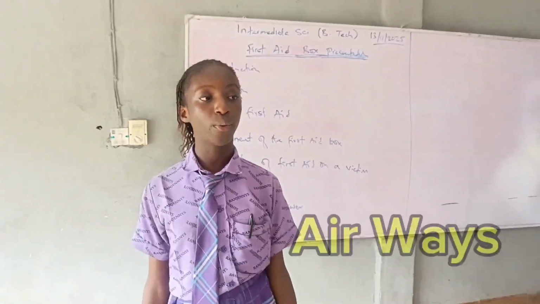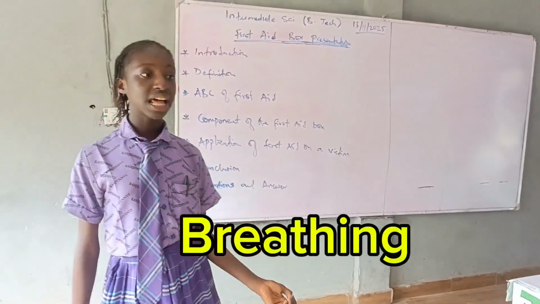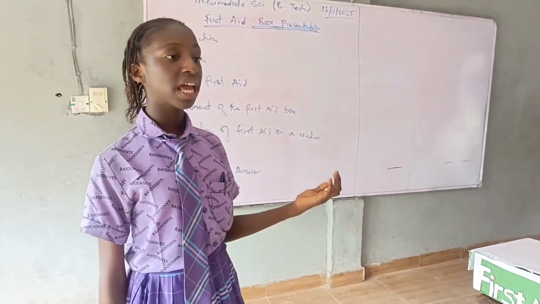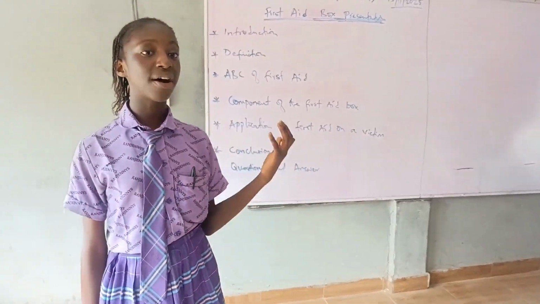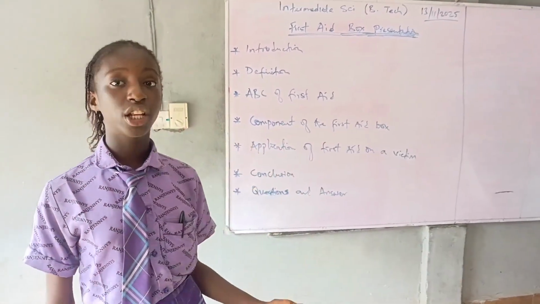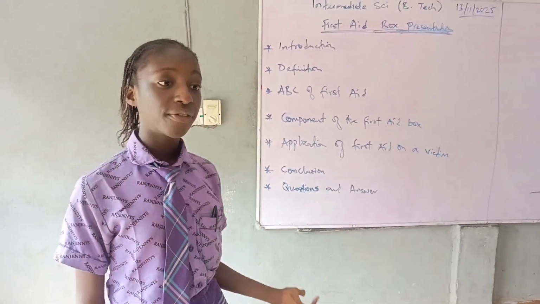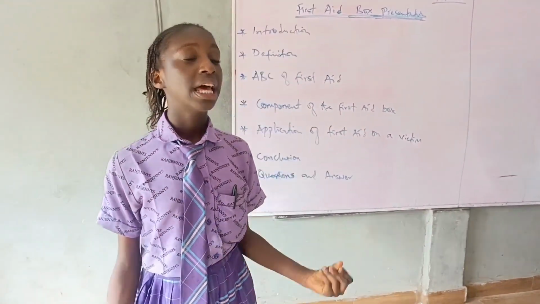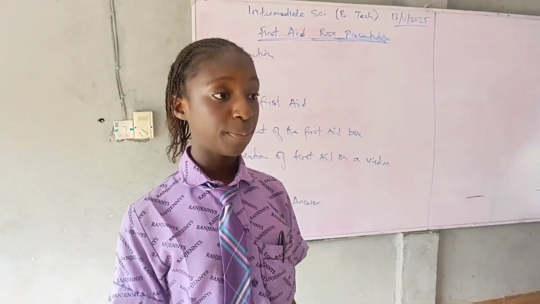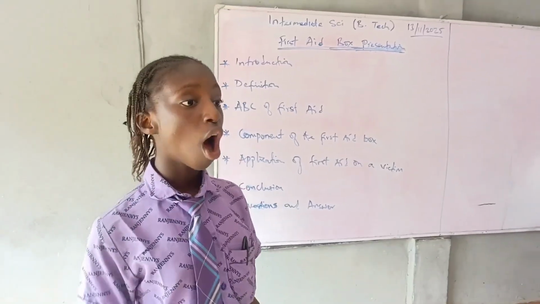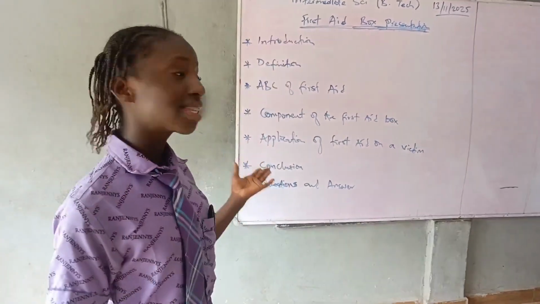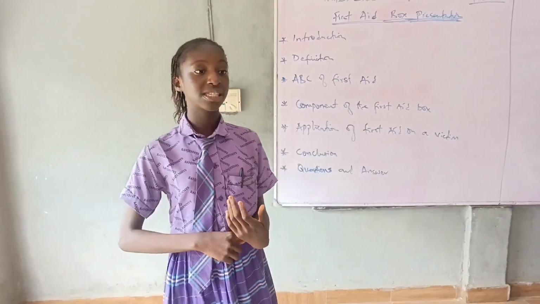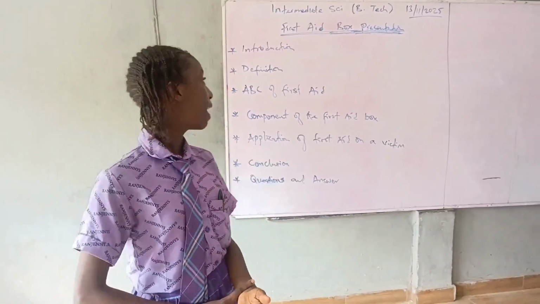The A stands for airway, B stands for breathing, and C stands for circulation. For airway, check if the person's airway is blocked. If it's blocked with either vomit or blood, try cleaning it up with a cotton bud. B stands for breathing. Check if the person is breathing normally. If not, try to do CPR, cardiopulmonary resuscitation, or mouth-to-mouth respiration. Circulation. Check for the pulse. Feel the person's heartbeat and check if the blood is circulating properly.